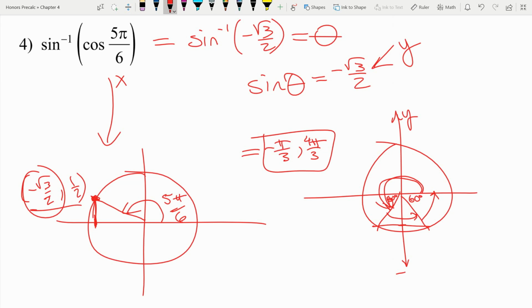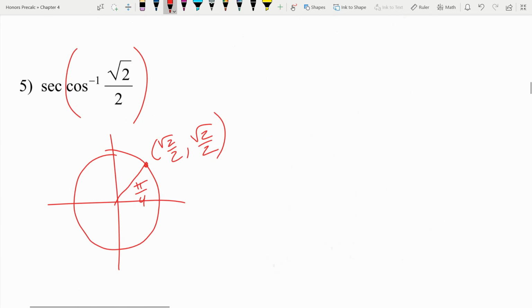Or technically, you could also say 5 pi over 3, because negative pi over 3 is the same as positive 5 pi over 3. They're the same angle. All right, so those are your answers right there in the middle. Let's take a look at this one.